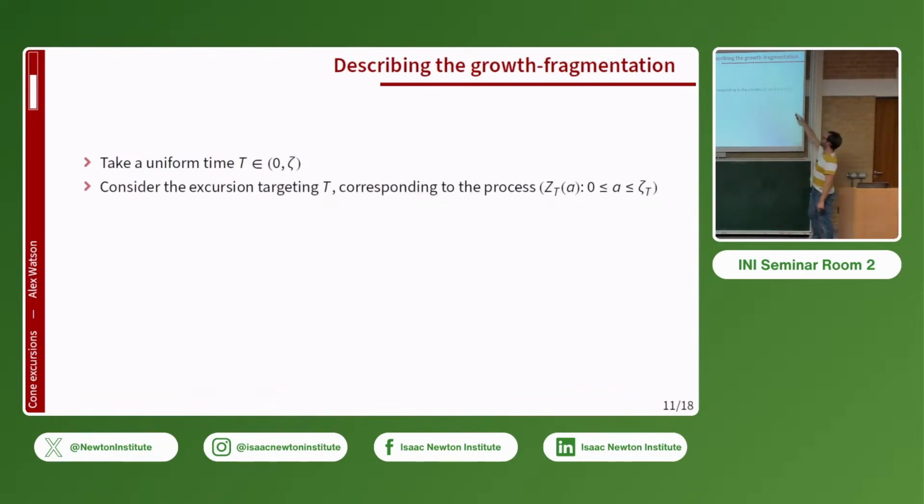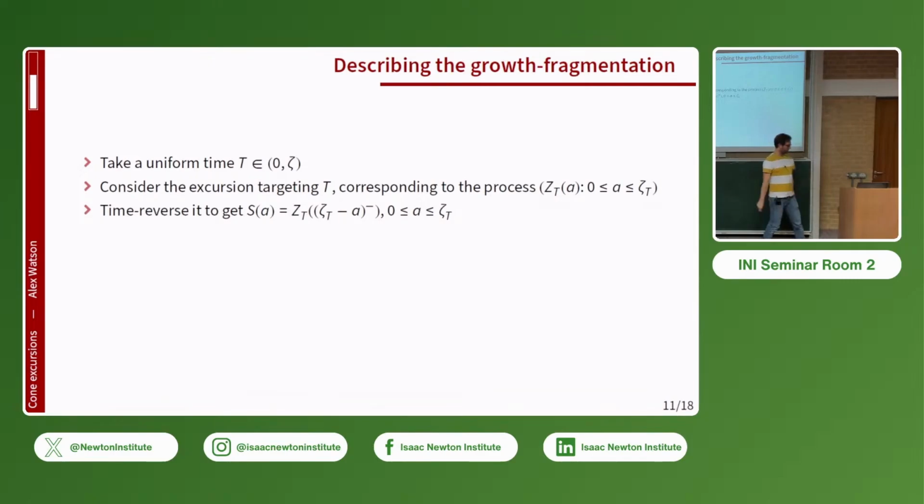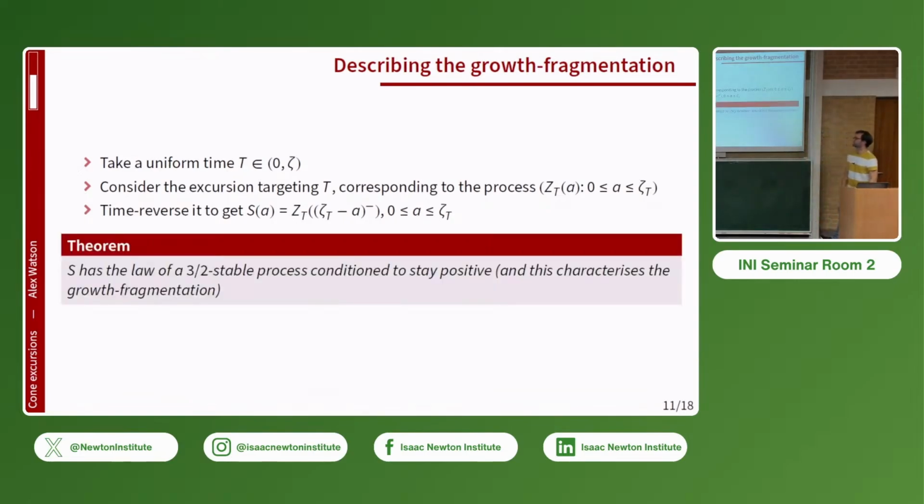So this would be Z capital T A, as A increases. If I do this, I get some path that starts at, I don't know what, 1, say, and goes down and eventually hits 0, going down by jumps. When it hits 0, that's the end, that's the lifetime of that particular piece of the growth fragmentation. And I can time reverse it from there. So then I'm going to get something that starts at 0 and goes up by jumps and eventually hits 1.